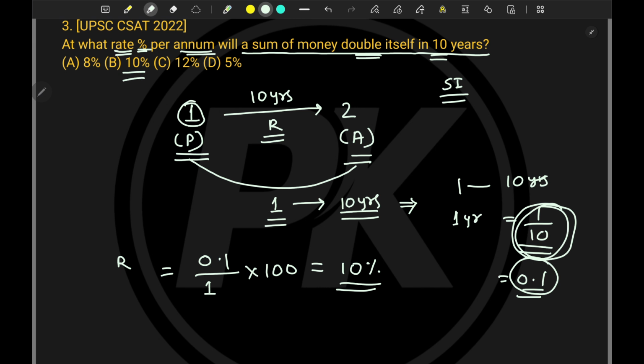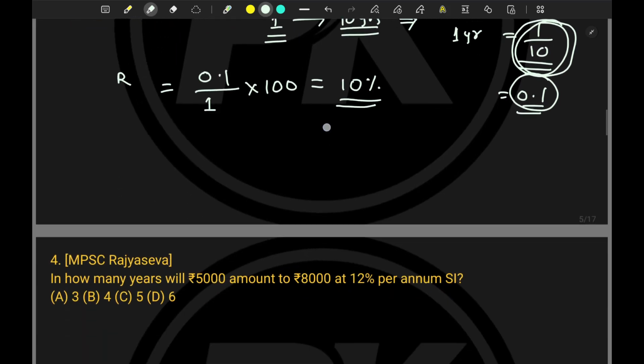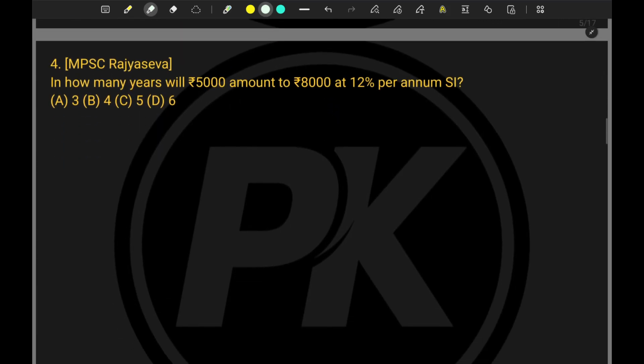So the problem statement is very clear and the answer explanation is also very clear. So these are very simple problems. And here as well, we haven't used the formula PRT divided by 100 in log. Okay. So you just have to understand the concept. Now let's move to the next problem.